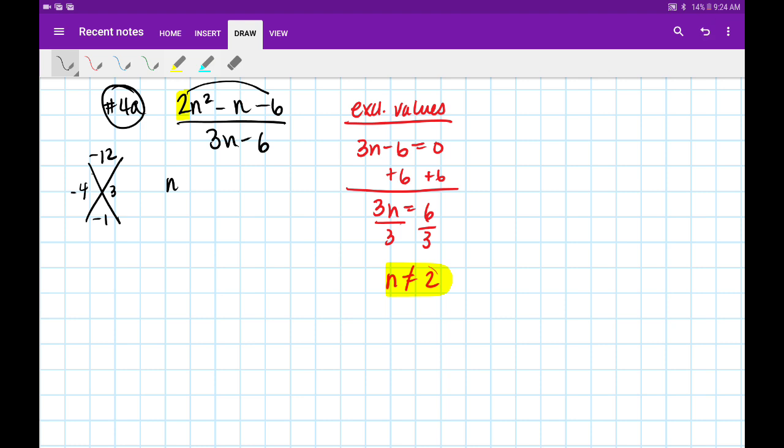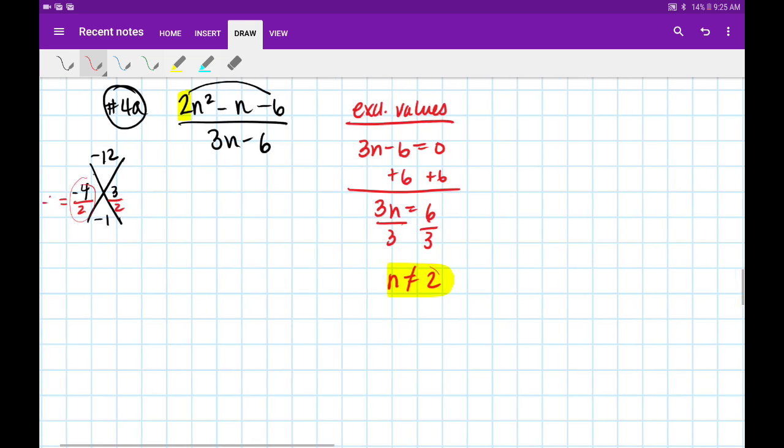Recall from a couple of units ago, we're going to divide both of these numbers by the 2. Since this simplifies, I'll rewrite that as negative 2. Since 3 over 2 does not simplify, I put an n in the denominator.